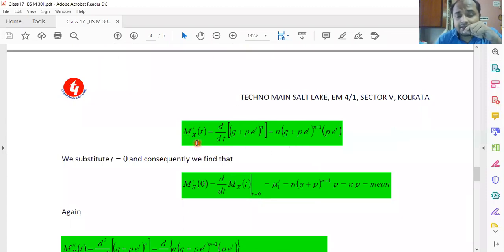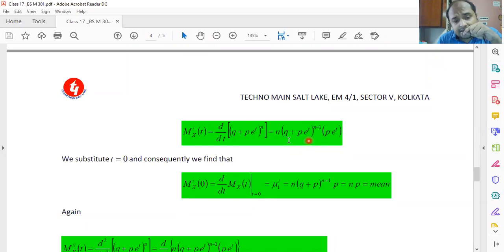So I'm going to take the derivative of this moment generating function with respect to t once first, and that will be n into q plus p e to the power t whole thing to the power n minus 1, p into e to the power t. Now I shall ask all of you to do the derivative by yourself, to check. Do not always trust me blindly. I am prone to mistakes. So you do it by yourself.